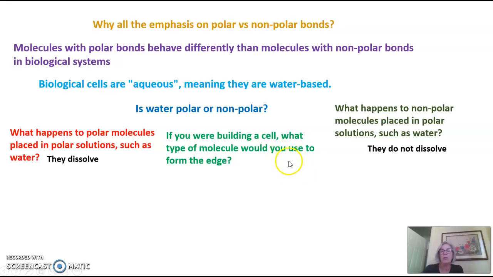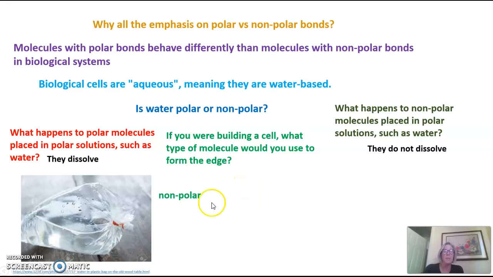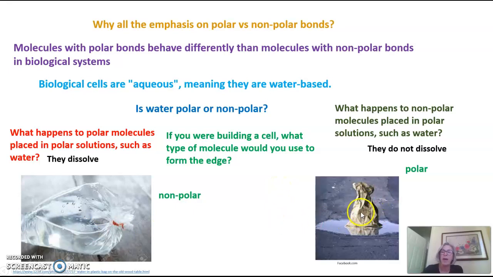If you were building a cell, what type of molecule would you use? Would you use a polar or a nonpolar molecule to form the edge or the barrier of the cell? I would use a nonpolar molecule because a nonpolar molecule doesn't dissolve in water. That means the edge doesn't dissolve in the interior of the cell. You can see I've shown here a plastic bag. A plastic bag is a very good way to store an aqueous solution because the plastic doesn't dissolve in the water. If you had a polar molecule as the edge of your container, such as this paper bag, the paper eventually dissolves in the water, and then the water would leak out of your bag, or in this case, out of your cell.